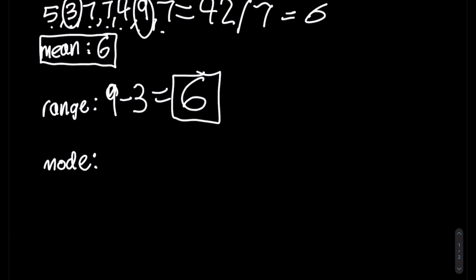And finally, as I mentioned, the easiest of all, we're going to look for the mode. Let's look at this data set once again. Which number here appears the most? Well, 5 only appears once. 3 only appears once. 7 here appears 1, 2, 3 times. 4 appears once again, and 9 only appears once. So therefore, it's very clear that our mode here is going to be 7.